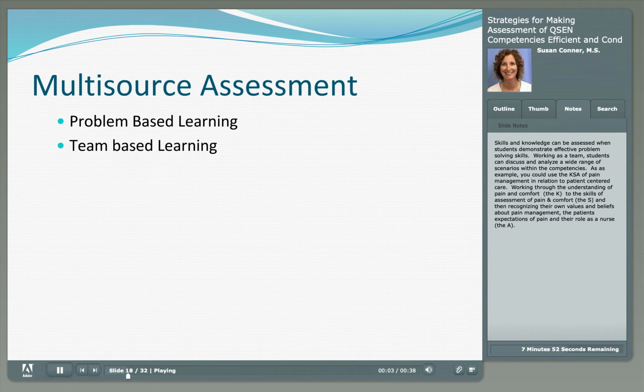Skills and knowledge can be assessed when students demonstrate effective problem-solving skills. Working as a team, students can discuss and analyze a wide range of scenarios within the competencies. As an example, you could use the KSA of pain management in relation to patient-centered care. Working through the understanding of pain and comfort, the K, to the skills of assessment of pain and comfort, the S, and then recognizing their own values and beliefs about pain management, the patient's expectations of pain, and their role as a nurse, the A.